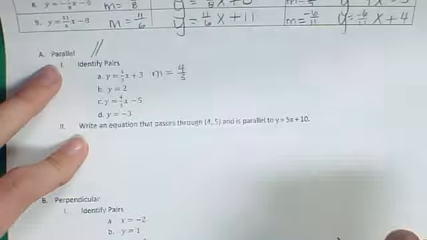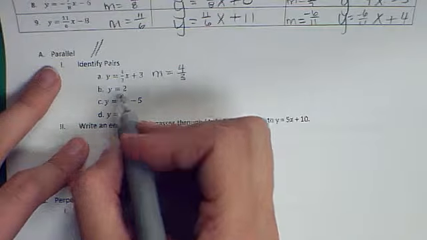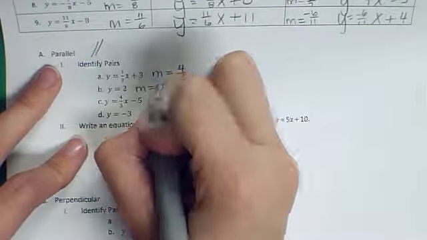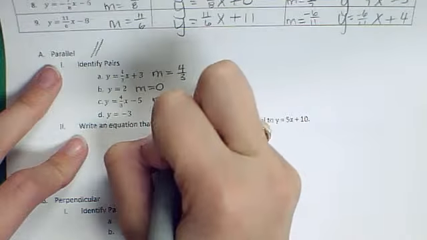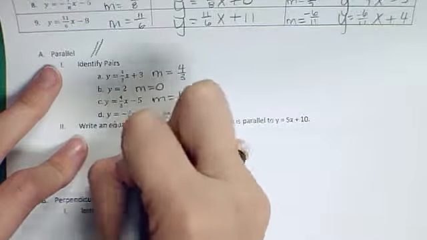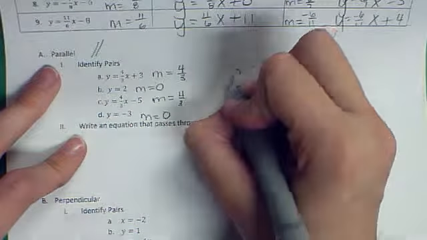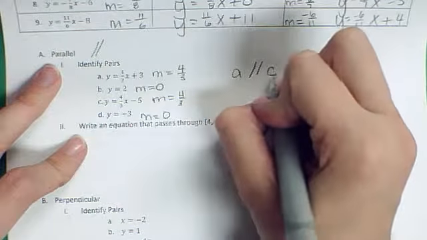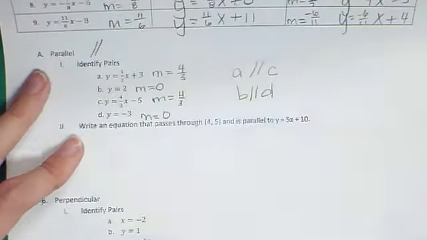So in this one, my slope is 4/3. And the next one, there's no x. The x went away, meaning my slope is 0. In part C, the slope is 4/3. And part D, the slope is 0. So there are obviously two pairs here. A is parallel to C, and that's how I write that. And B is parallel to D.